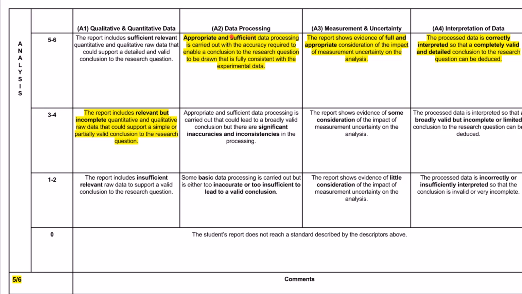In terms of data processing, the student did a very good job of including very clear and descriptive sample calculations that included word equations, error propagation, and even justification for the error propagation technique that was used. Therefore, the score for this regard, A2, is best represented as not a 5, but rather a 6.